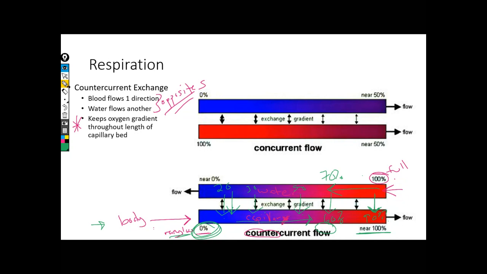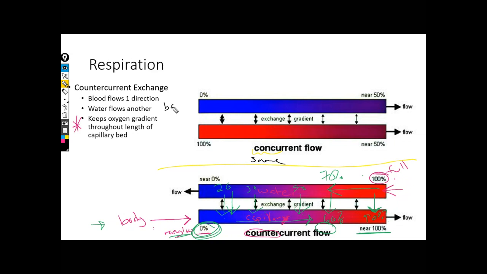Okay, problem with concurrent. So this is the image we see on the top. Concurrent literally means same. So as opposed to our blood and our water flowing in opposite directions, the system we have up here has been flowing in the same direction.